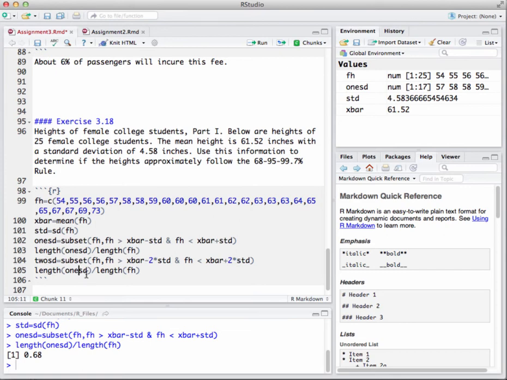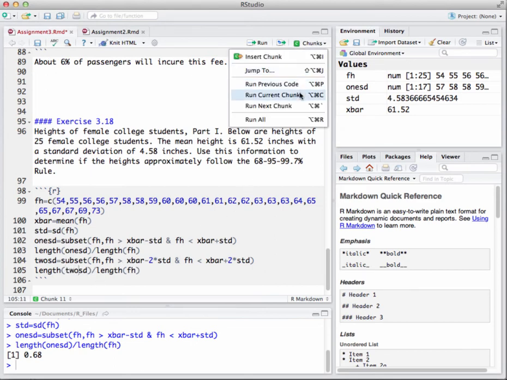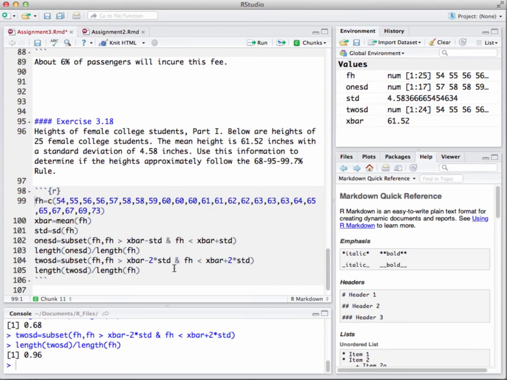Okay, then we're going to come down here, and we got to change our 1 standard deviation to 2 standard deviations. All right, so let's go run our chunk again, make sure I didn't make any typos in there. Looking good. Okay, so within 2 standard deviations, we're getting 96% of our data falls in there. So, so far, looking like real close fit for a normal distribution.